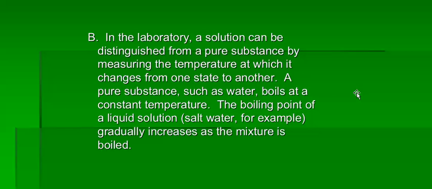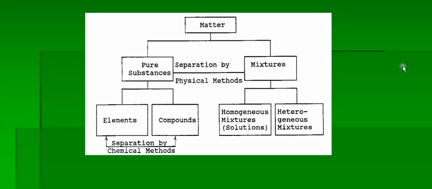In the laboratory, we can distinguish a pure substance by measuring the temperature at which it changes from one state to another. A pure substance, like water, boils at a constant temperature. Water will boil at 100 degrees Celsius. So if you have pure water, it's going to boil at 100. However, if it's a solution, if you put salt in it, the boiling point will gradually increase as the mixture is boiled. So therefore, we can distinguish between a solution, like salt water, and a pure substance, looking at the boiling point.